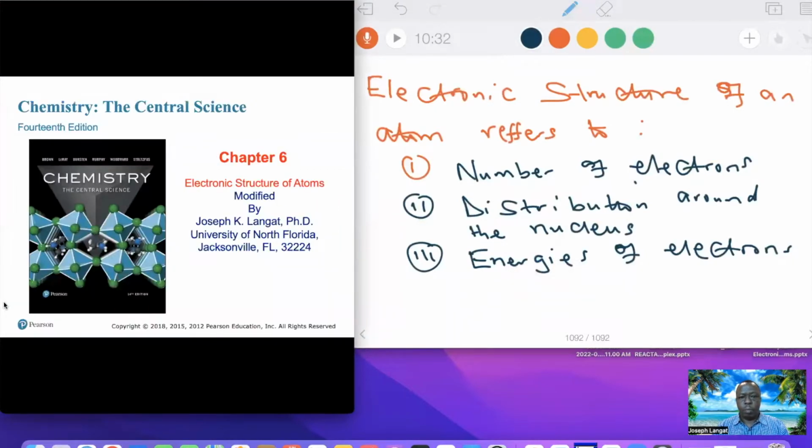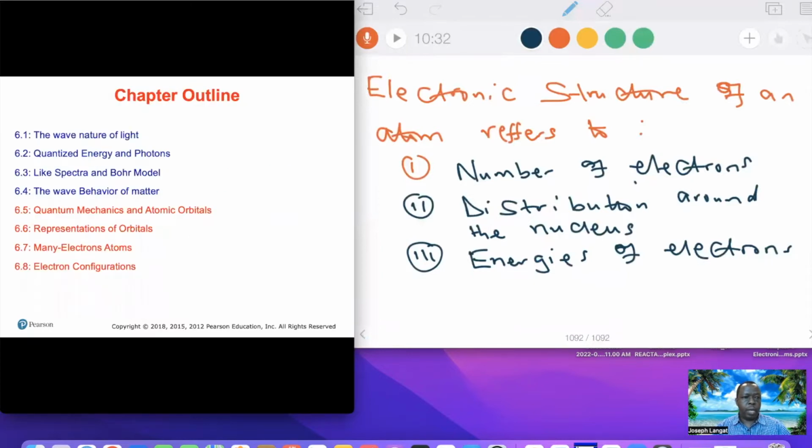As usual, there will be 2 parts, part A and part B. The first part, part A, we look at the first 34 slides, and then part B from section 6.5. This is the outline. Part A will cover section 6.1 through 6.4, and part B, section 6.5 to 6.8.